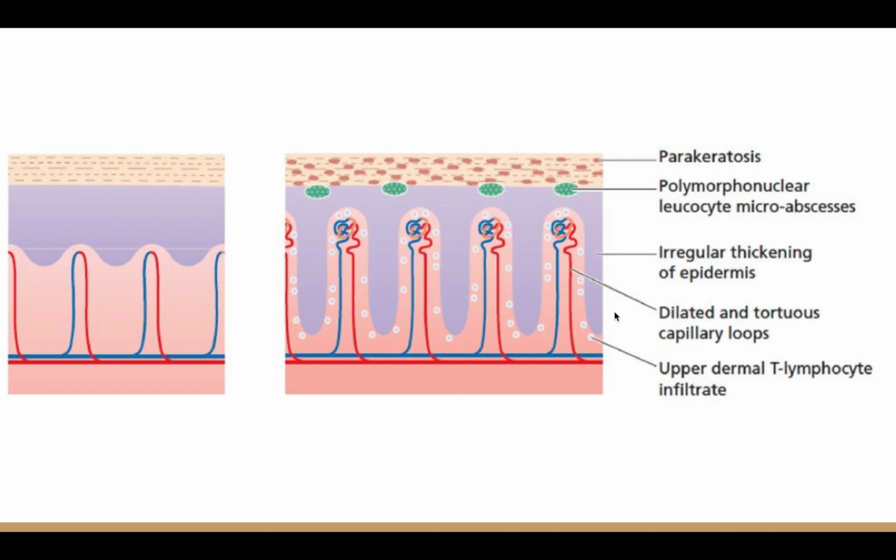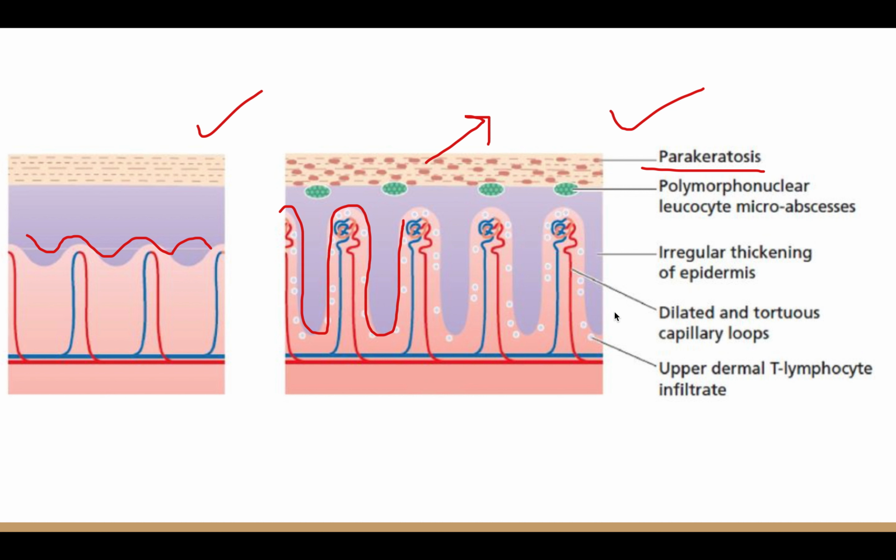Here in the picture you can see this is the normal skin and this is the skin in psoriasis. You have parakeratosis, meaning the nuclei are present in the stratum corneum. Then, normal rete ridges are like this. Here you can see the rete ridges are elongated. It appears like test tubes in a rack. Such an appearance is there.